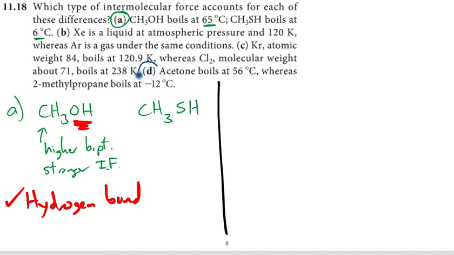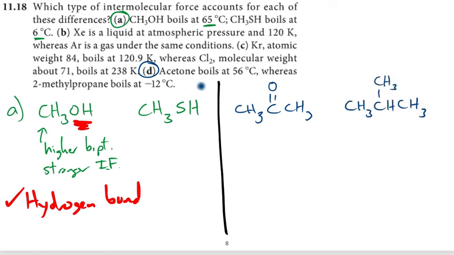The other one I want to do is this last one. One issue here is, you don't need to know the nomenclature for organic compounds. I would give you the two structures. So acetone has this structural formula, or Lewis structure, if you want to call it that, and 2-methylpropane has this look to it. We see acetone boils at 56 degrees Celsius versus this one's minus 12 degrees Celsius. So it's not even a liquid at room temperature.